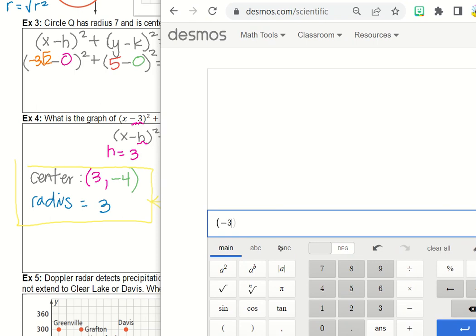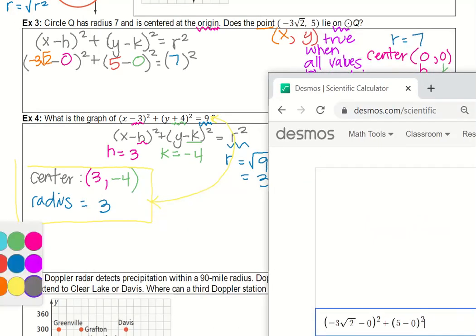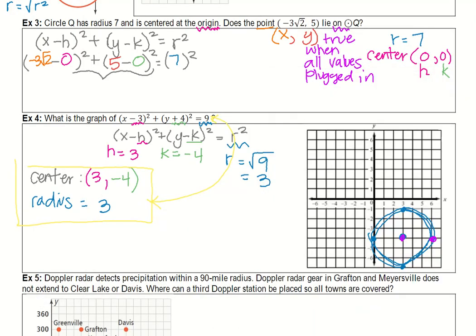So I've got negative 3 radical 2 inside parentheses minus 0 squared plus 5 minus 0 squared. And so that gives me, it's off the screen, 43. Okay, so that means that if I calculate this, that's 43. If I calculate 7 squared, that's 49.